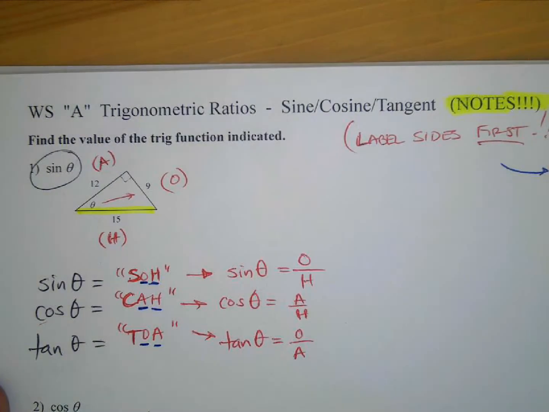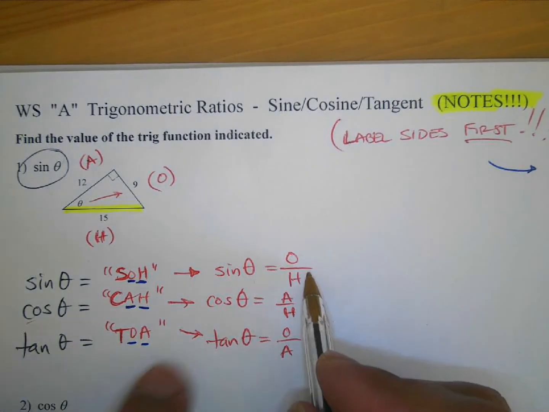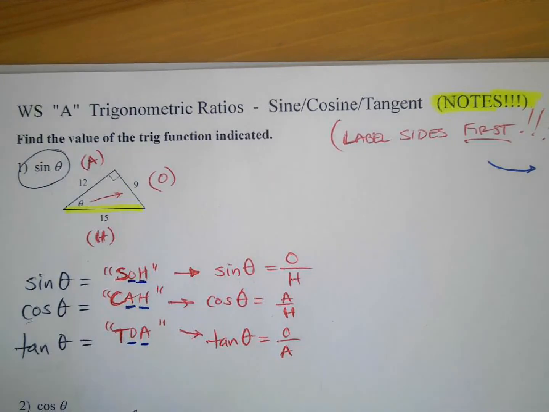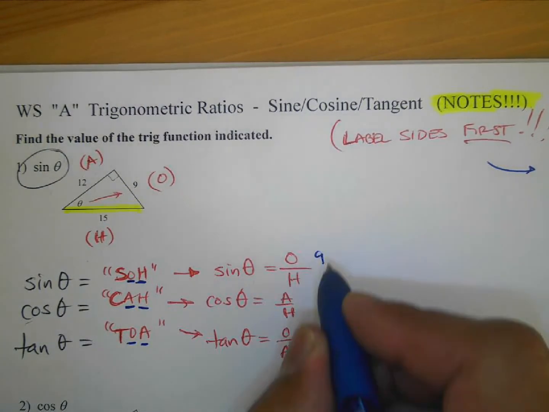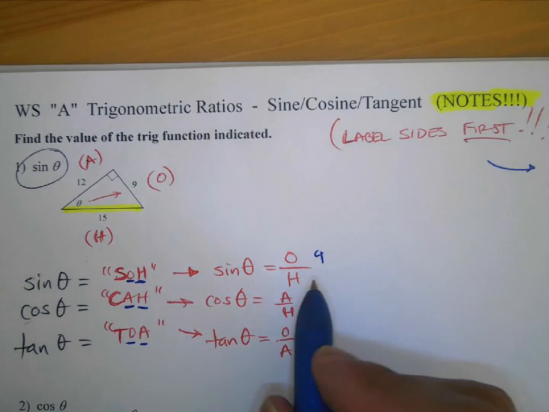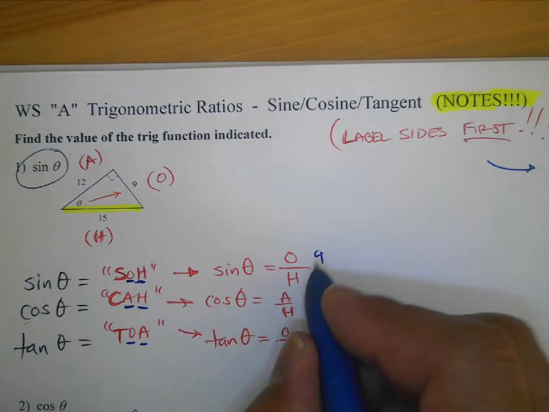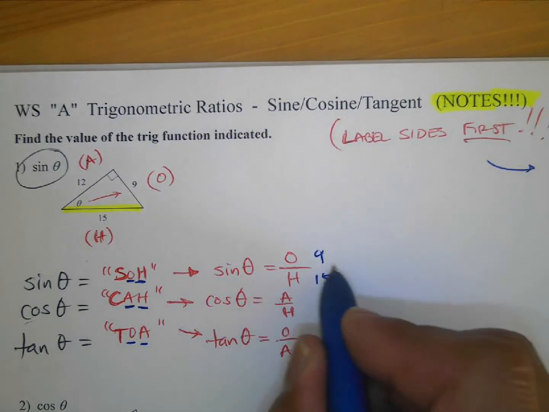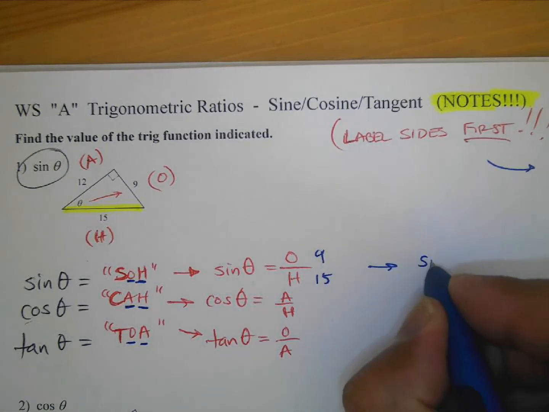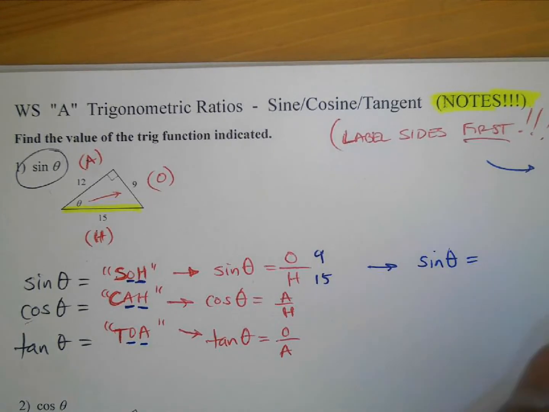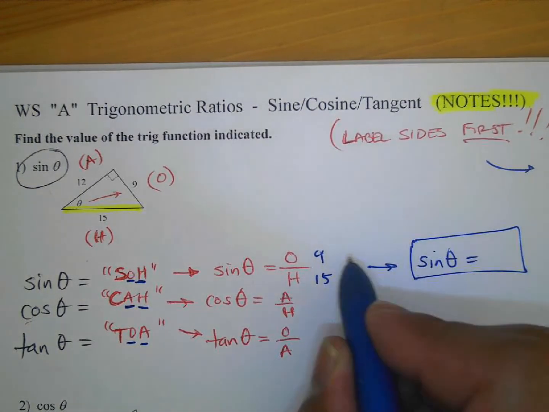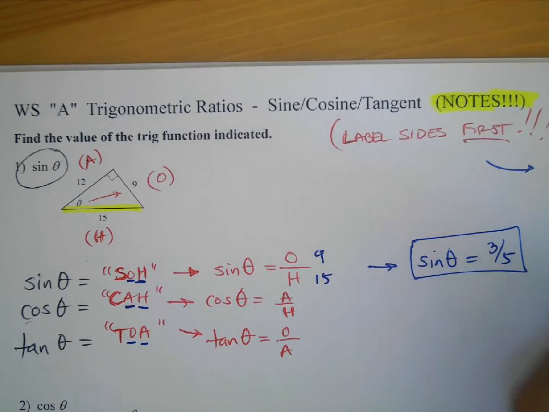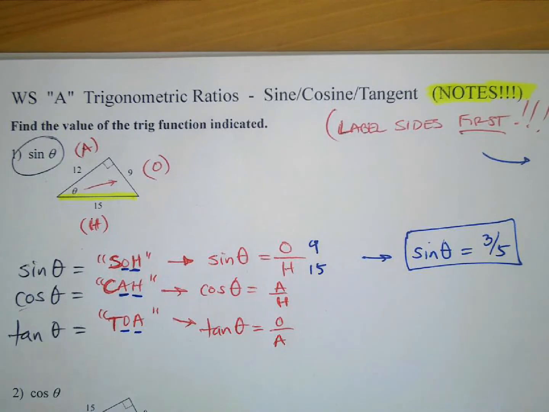So you're going to have all the numbers. So we got all the values here. So what are you going to put for sine? Well, sine is going to be what? O, which is 9, over what? Over 15? Yep. But see, you can reduce that. Always look to reduce. So actually, you're going to get sine is what? Well, reduced by 3, that'll be 3/5.